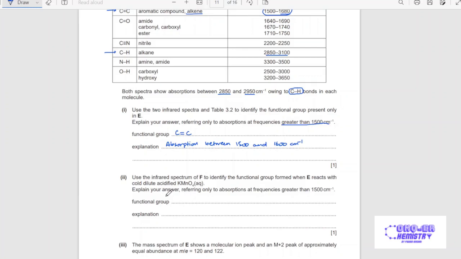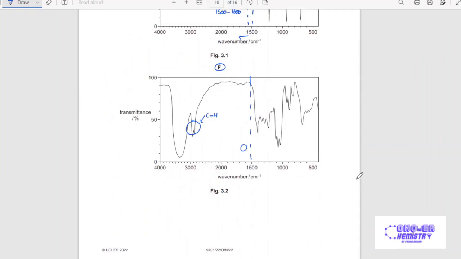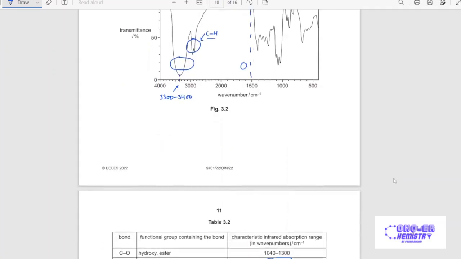And again, we have to look at the absorptions greater than 1500 per centimeter. So let's take a look at this. The only absorption other than the absorption due to the CH single bond is this fat fellow over here. So I will look at the lowest point and go down, and I can see that this is somewhere between 3300 and 3400 per centimeter.